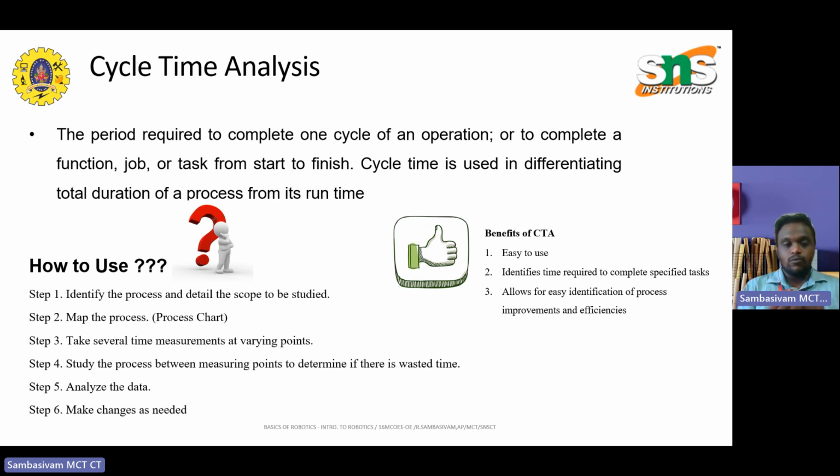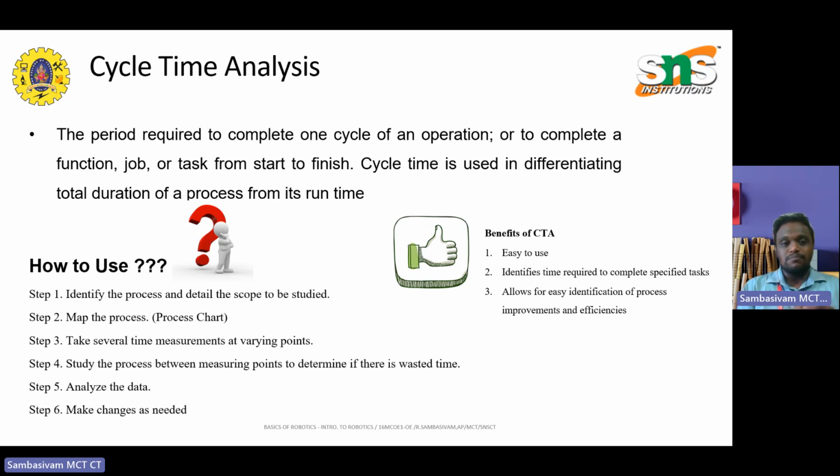Finally, once the data is achieved, we can track where we need to improve. We can use it to decide what changes can be made to improve the quality or production rate, using these six steps. This is how the robot cycle time is analyzed in sequential order.